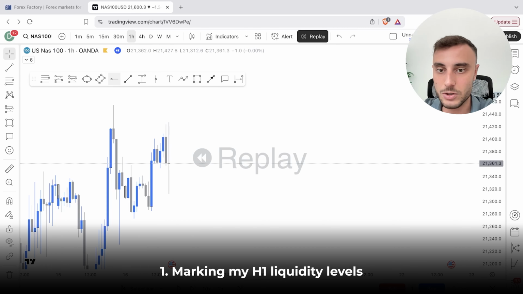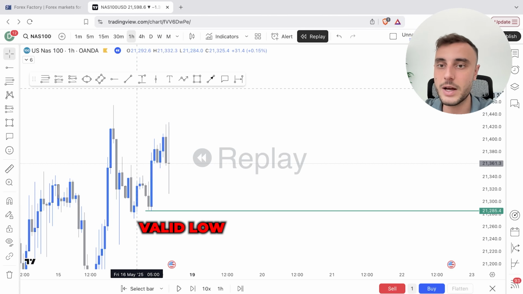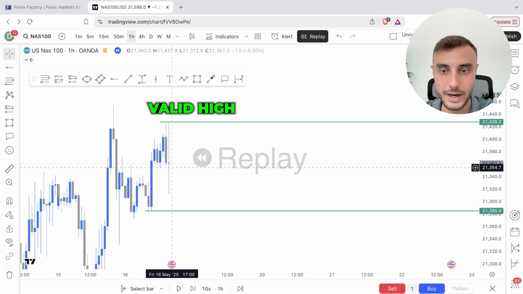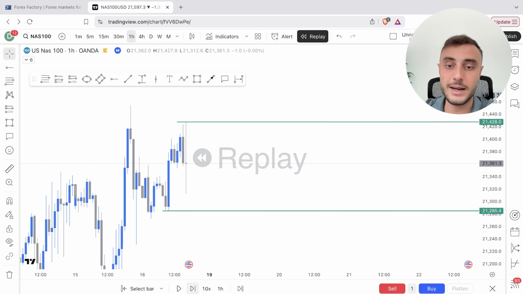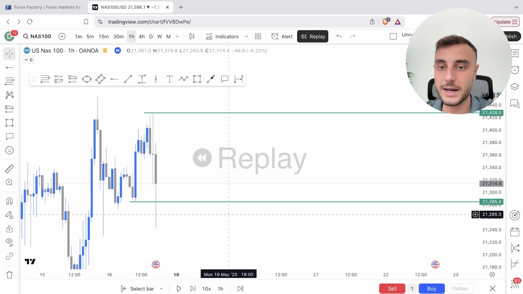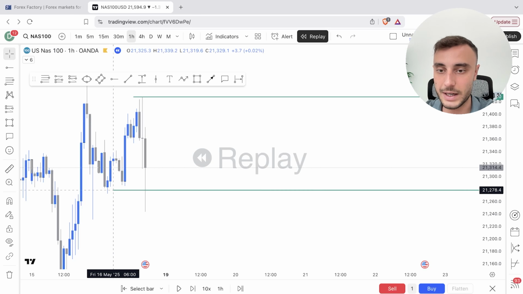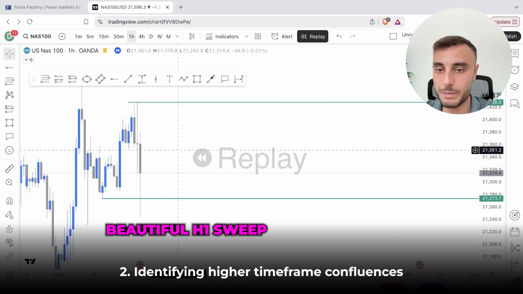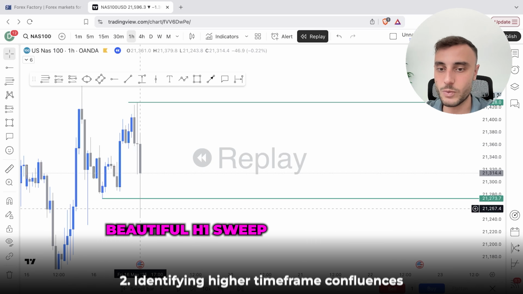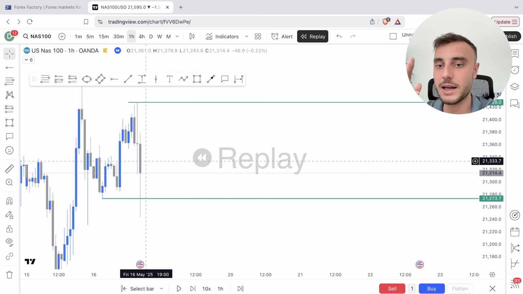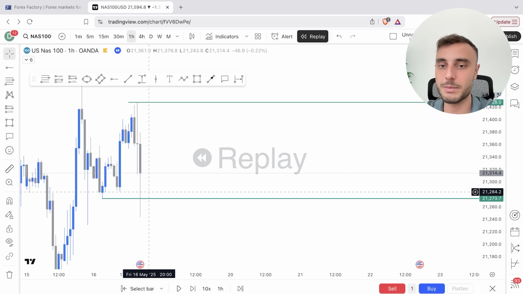Okay, so right here on NASDAQ, the first thing that I did on that specific day is I marked my liquidity levels on the hourly time frame. We had this liquidity level over here, this valid low, and then this newly formed valid high. Price was in between when I first opened the chart, and then I just waited on the 1 hour for one of these two levels to get taken out. As we can see, the low was taken out, and it gave us a beautiful H1 sweep. Why? Because price went below, liquidated all the early buyers, and then it closed higher. Okay, it closed above the low.